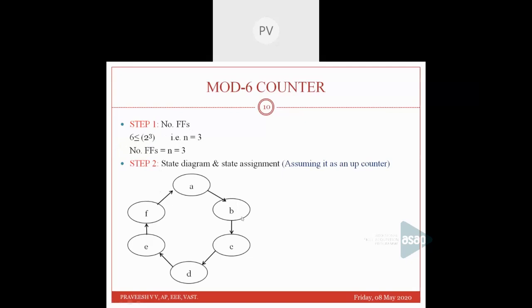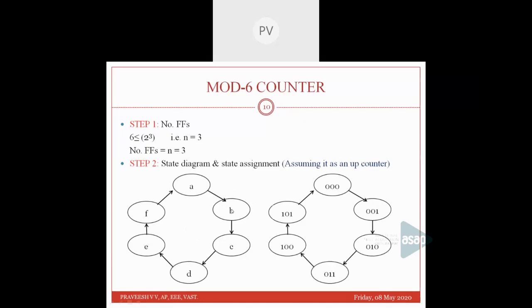So first I am drawing the state diagram. It is not compulsory to draw the state diagram; I am just drawing it in this case. So I am having a mod 6 counter, so I will be having 6 states and I am representing each state by A B C D E F. It need not be given like this; you can also represent them as 0 1 2 3 4 5. Anyway, it represents 6 states.